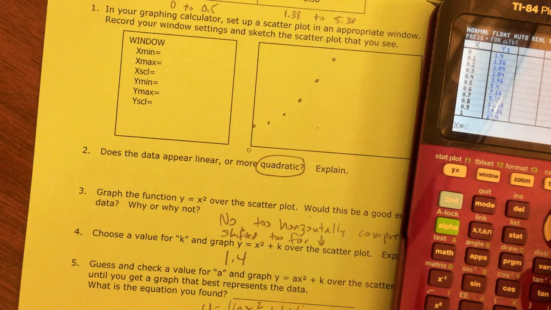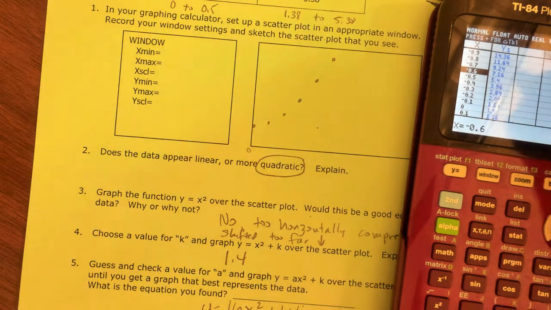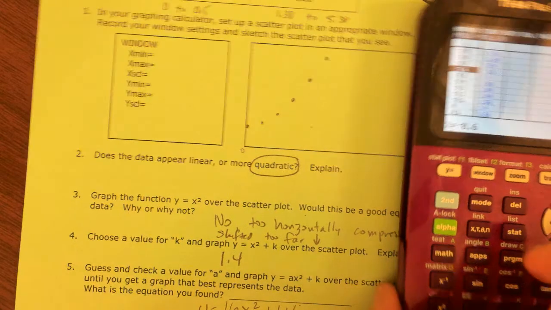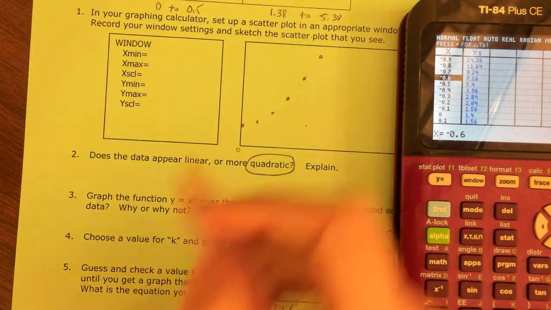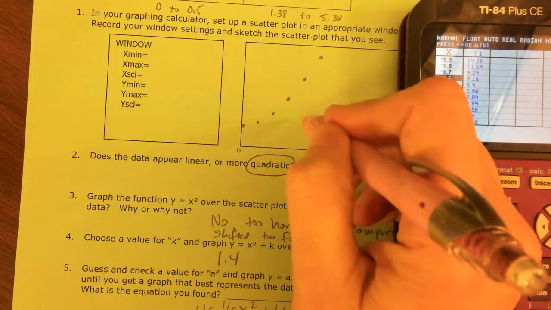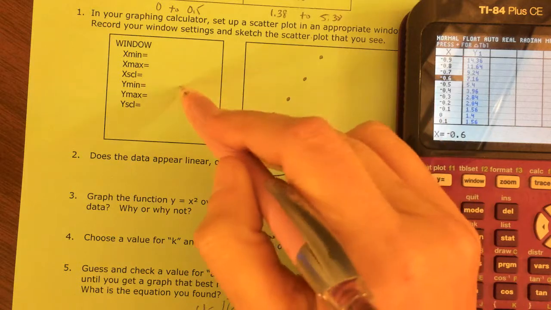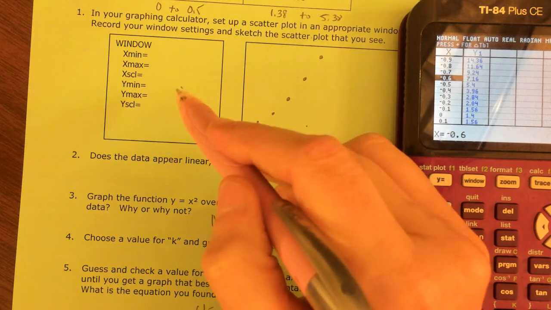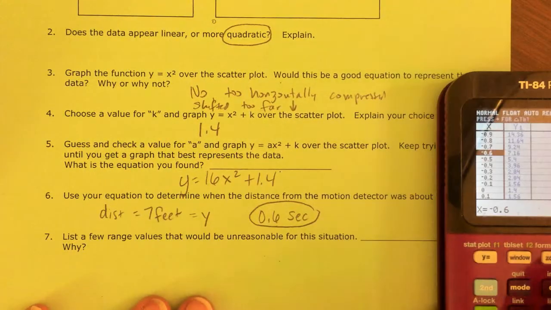Remember, if I went the other direction, I would find another one at negative 0.6. But does that make sense? No, because I don't go back in time. So I wouldn't use the negative side because the real world happens over here in quadrant 1. I'm not going to mess around with quadrant 2 because quadrant 2 doesn't make sense for the real world, because we don't do time travel. Okay? So it says, list a few range values that will be unreasonable for this situation.